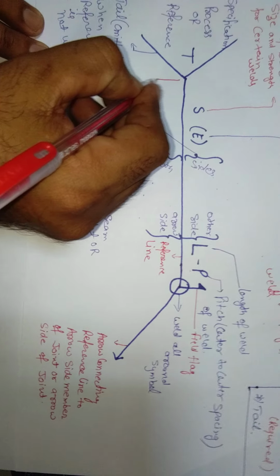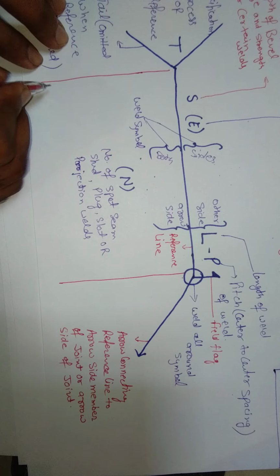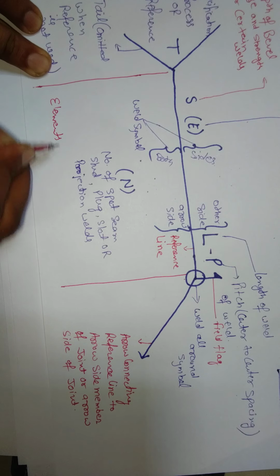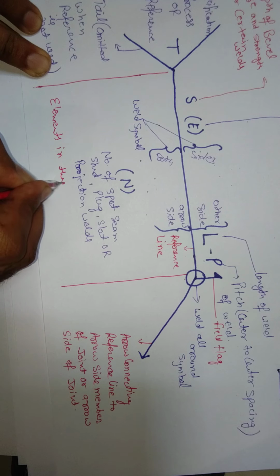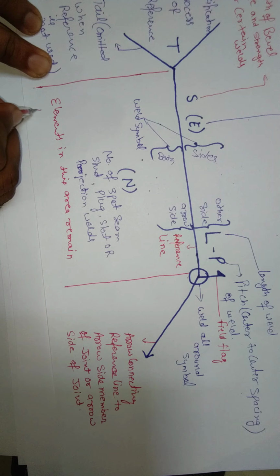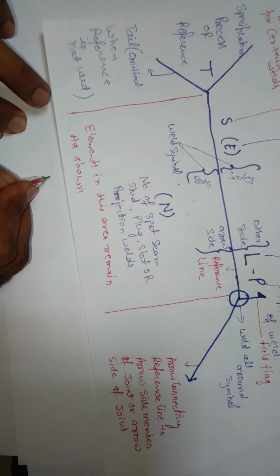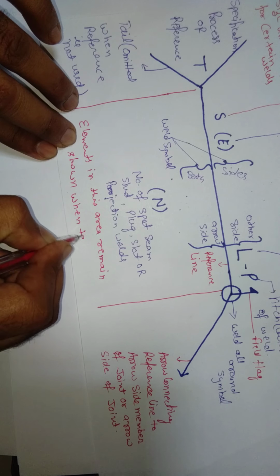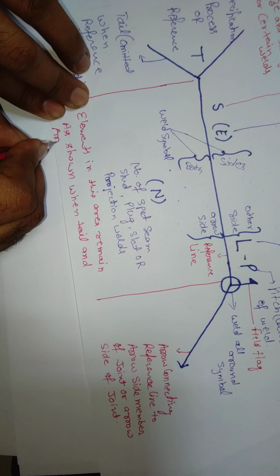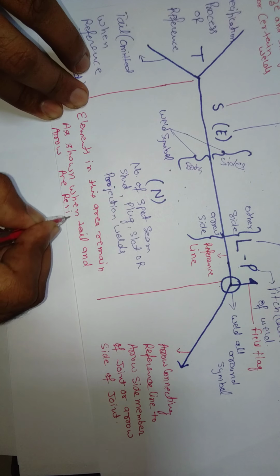Elements on the reference line, elements in this area remain as shown when tail and arrow are revised.